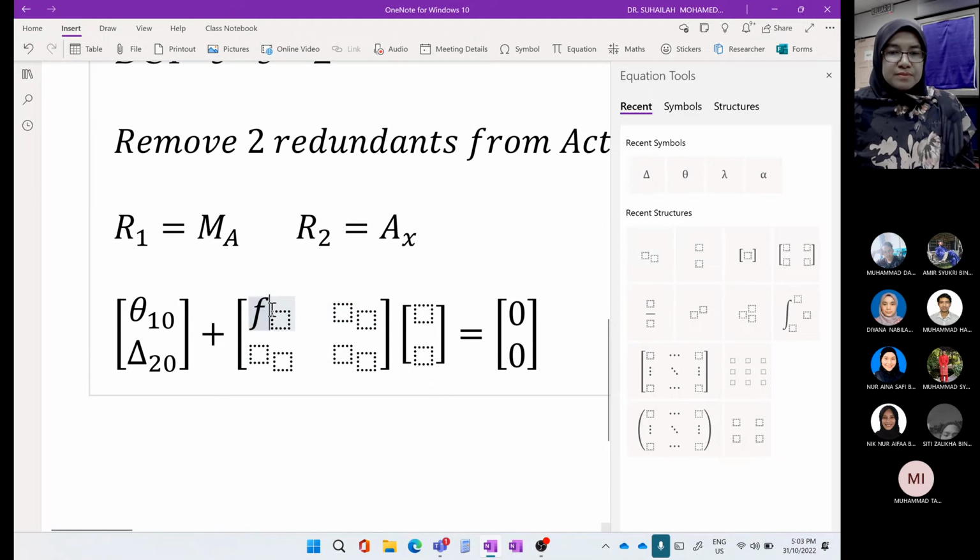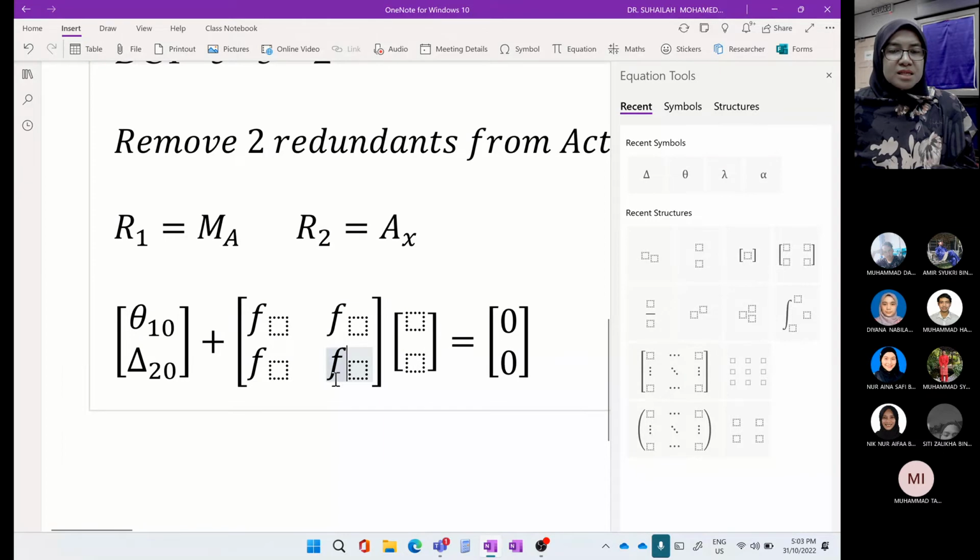Okay, F. So this is the flexibility matrix, 2 by 2. Follow the matrix characteristic, the position: it is 1,1, then 1,2, then 2,1, then 2,2. Okay, it is just a matrix.